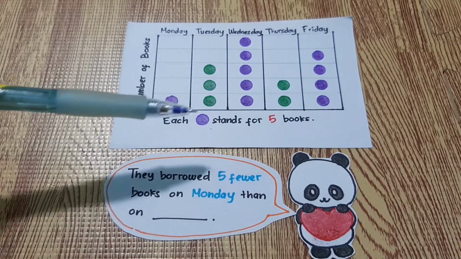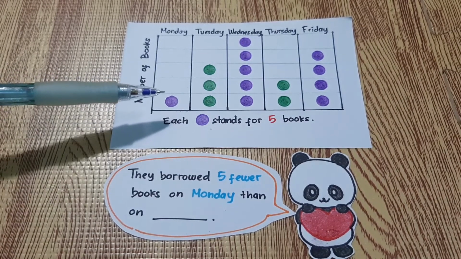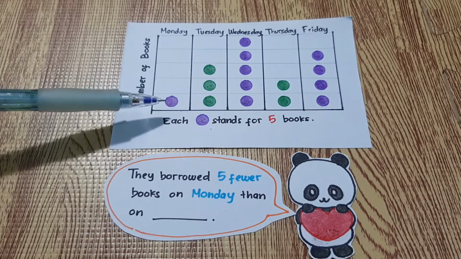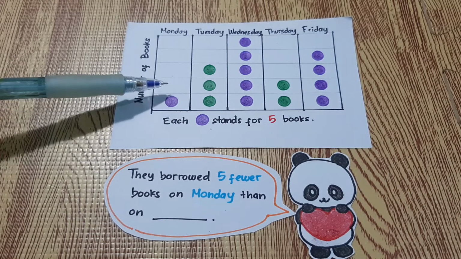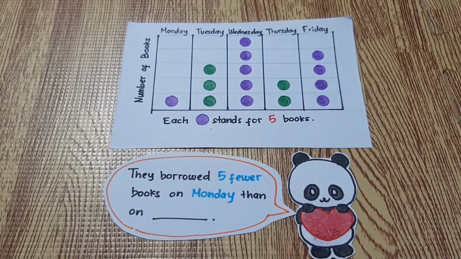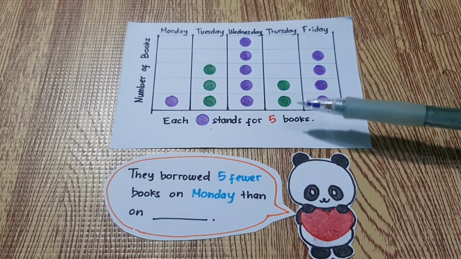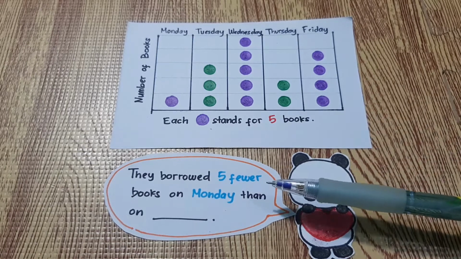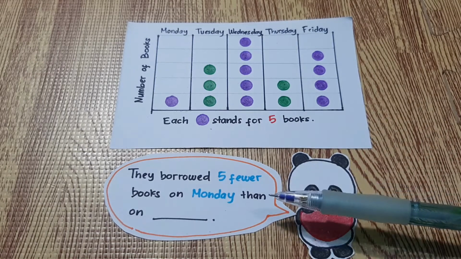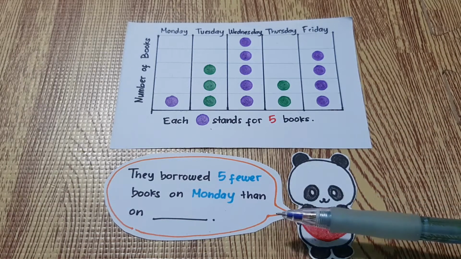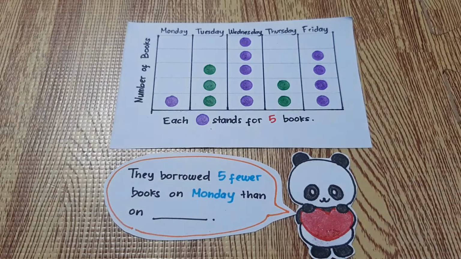Remember, 5 means 1 circle. So who has 1 circle more than Monday? 1 circle more means 2 circles. Which day has 2 circles? Yes, it's on Thursday. Thursday has 2 circles. So they borrowed 5 fewer books on Monday than on Thursday. Do you understand?